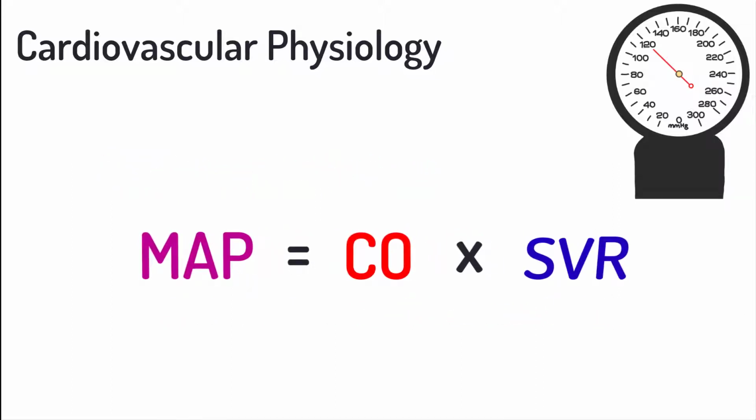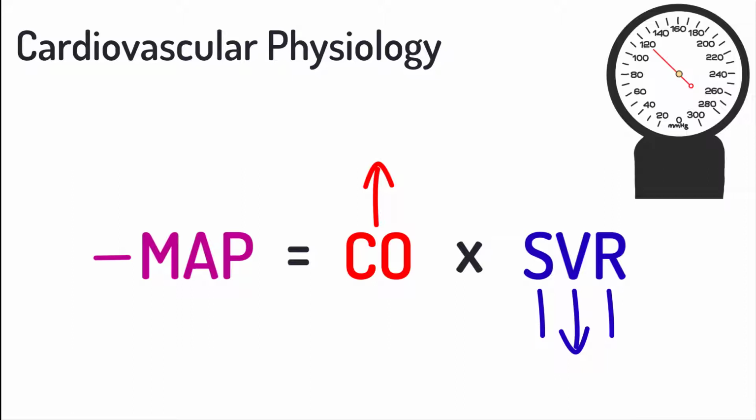Thus, any insult that causes a reduction in cardiac output will be met by a compensatory rise in systemic vascular resistance. Likewise, any reduction in systemic vascular resistance will be met by a compensatory rise in cardiac output. In both cases, blood pressure will be pushed back towards normal. In the event that these compensatory mechanisms are inadequate to maintain a sufficiently high blood pressure, hypotension and shock may result.